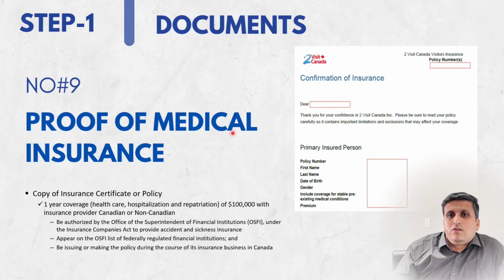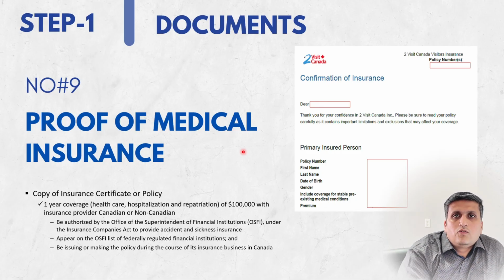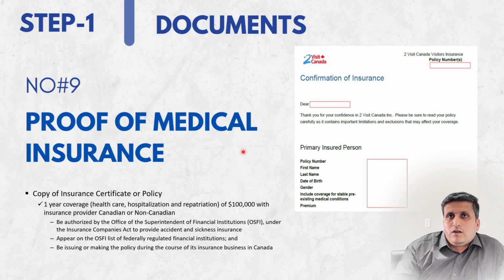So if you are applying in February, you can say the insurance will come into effect in the month of June. If for some reason their travel plans are changed and they are not able to travel in June, you can postpone it as much as you want. So it will only come into effect when they travel to Canada.